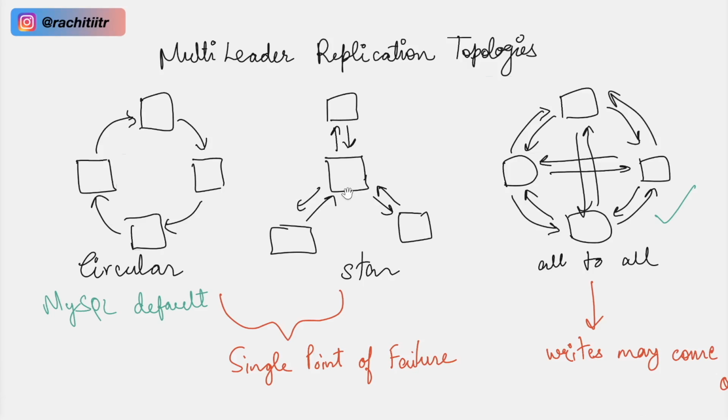The other is the star approach, in which you can say there is some kind of main leader, L1 let's say, and all the leaders are doing the replication using that particular thing, right? So that's one other way, which is the star approach. But the drawback over here is single point of failure. Even if one node goes down, the replication will break.